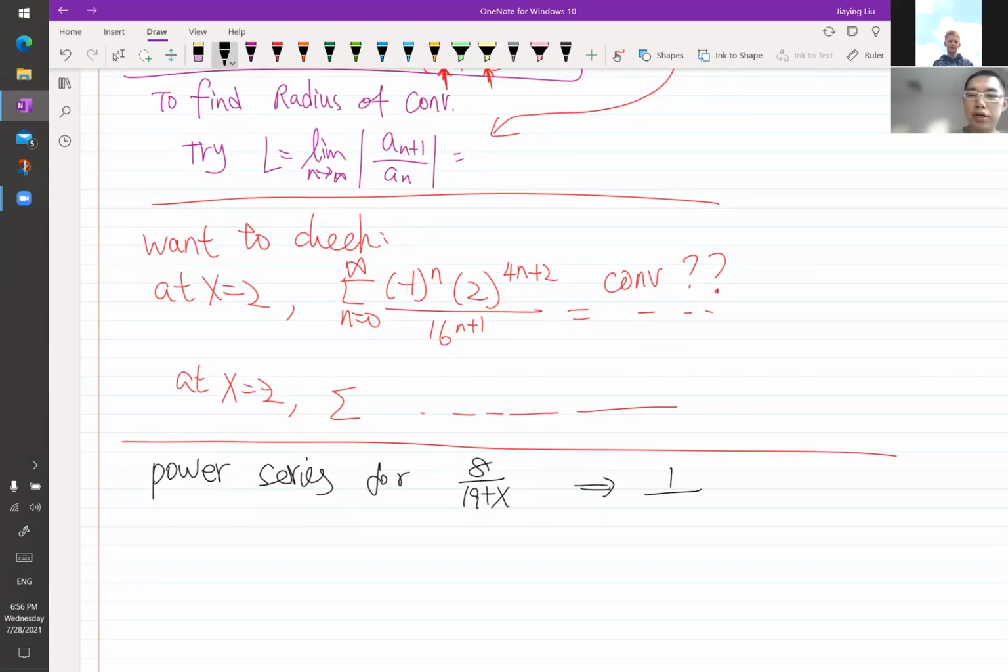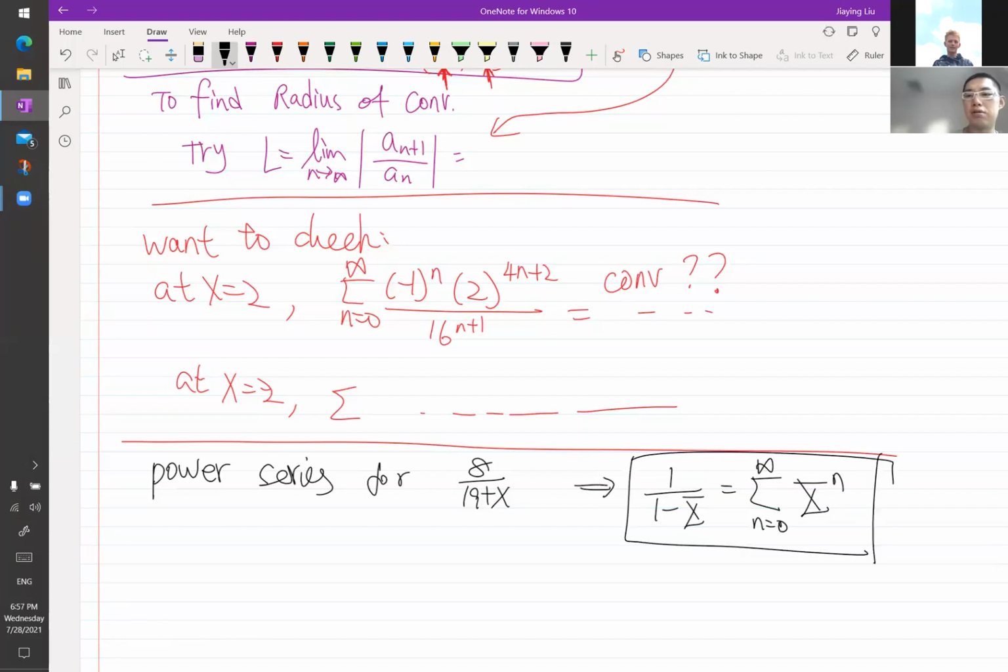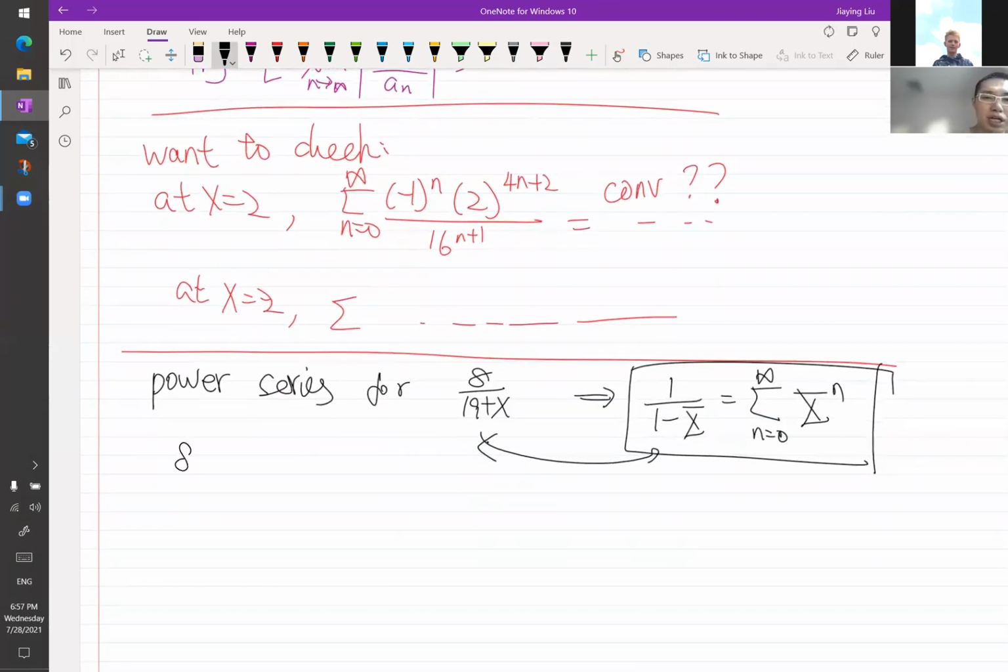1 over 1 minus capital X, because we know this will give us capital X to the n. Then we can just substitute in there. So if we can make this look like this, we're pretty good. So what we do is we're going to take 8 over 19 plus x, just like we did before. We're going to manipulate. The first thing we want is the numerator to be 1. So you can divide by 8. That's one way. Or you can just put 8 aside.